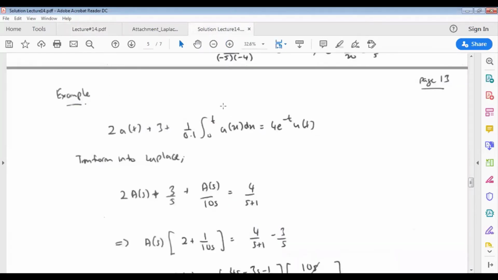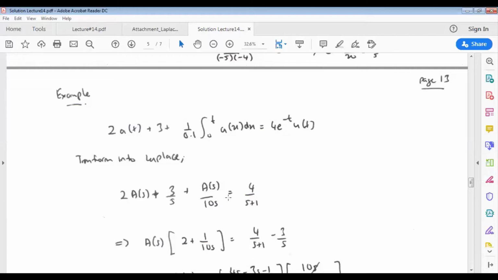So this is the question. We are going to transform all of the terms here into a Laplace transform. We are supposed to get 2A(s) plus 3 over s. 3 is considered to be a step function, 3u(t), and if we transform it into Laplace, we have 3 over s. Then this term is based on the integration property, so when we have the integration term, the Laplace transform will be simply A(s) divided by s.